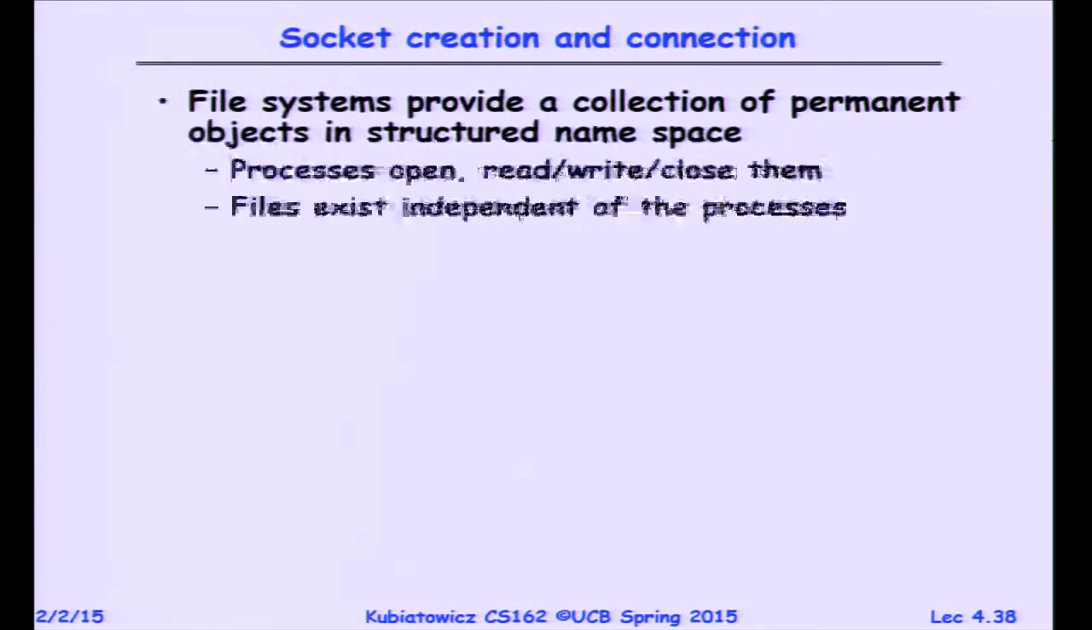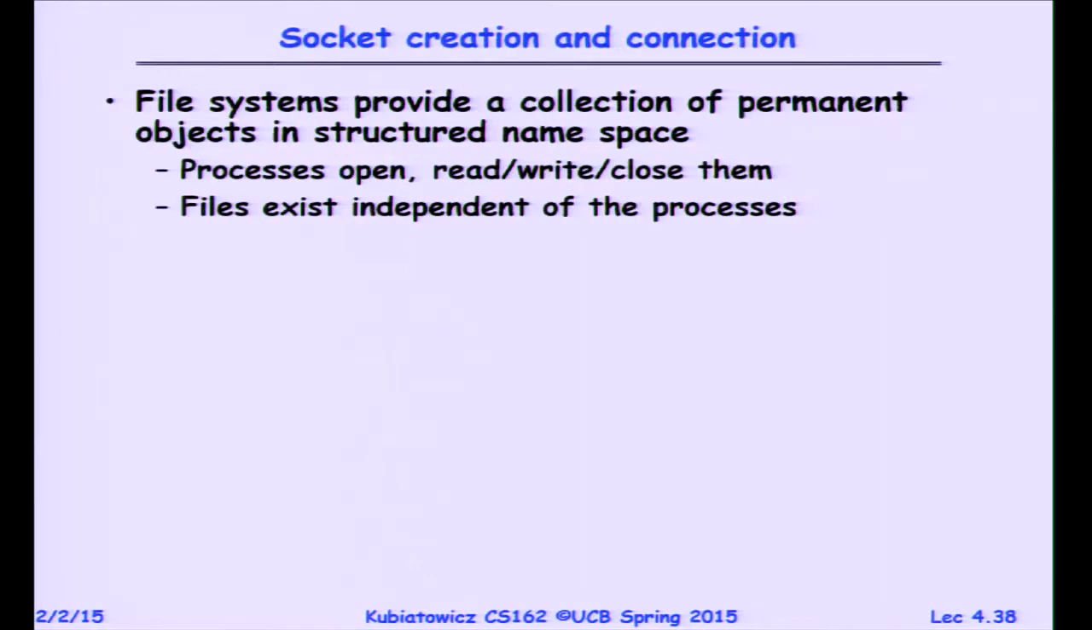Okay, so let's talk about the magic. How do we create sockets and get a connection? The file systems basically provided permanent objects in a structured namespace so that we could open and close, namely the file namespace. That was kind of easy to figure out because the files exist independent of the processes themselves. They're stored on the disk.